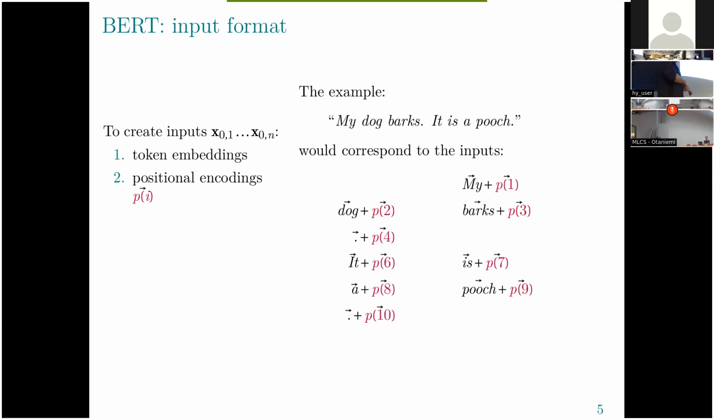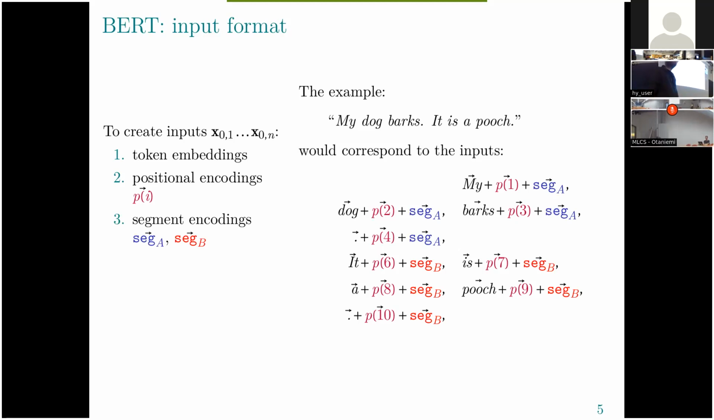Then we add positional encoding. Positional encoding because transformers have no built-in notion of order. So these are either defined as a bunch of fixed sinusoidal parameters, or they are learned embeddings depending on the variant. And lastly, in the case of BERT more specifically, we also have what we call segment encodings, which we add to word embeddings, depending on which sentence they come from. So for instance, here we have barks that's in the first sentence, so we add it a segment encoding A that is going to signal this first sentence, whereas pooch is in the second sentence, we add a segment encoding B.